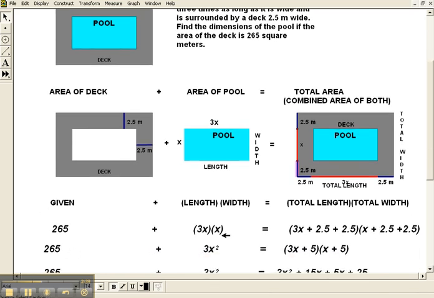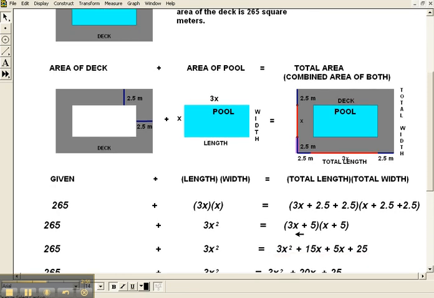First of all, I'm going to take 3x times x. The product of that would be 3x squared. And I'm going to combine the 2.5's in the parentheses here so that I get a binomial, 3x plus 5, times another binomial, x plus 5. I then take the binomial times the binomial using the FOIL technique. 3x times x is 3x squared. Outer, 3x times 5 is 15x. Inner, 5 times x is 5x. And lastly, 5 times 5 is 25.